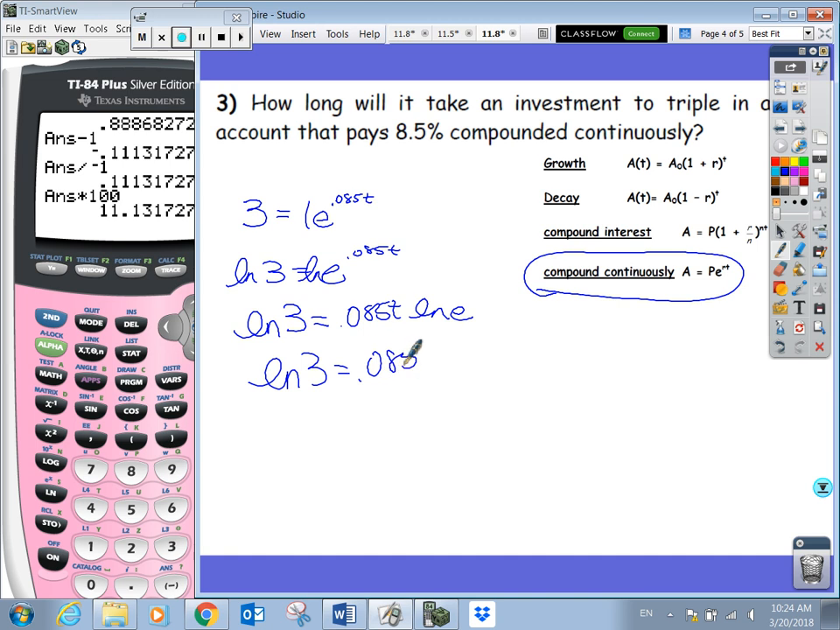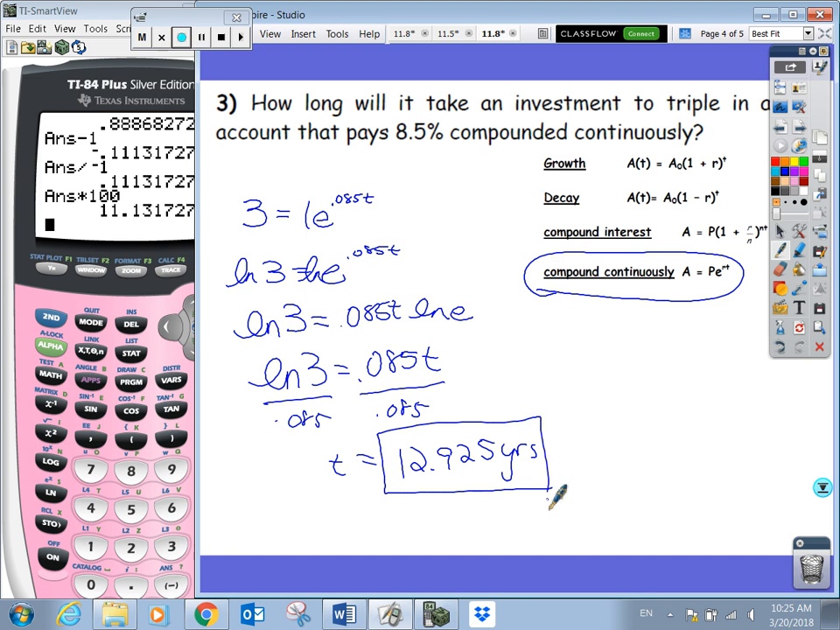Now you have a calculator, so if you don't know that, fine. You can plug it in, but the natural log of e is 1. That goes back to the first couple days of notes. So just solve for t, so that means divide by 0.085. And you get your t value to be 12.925 years. Again, this is when it would be appropriate to round to the thousandth.